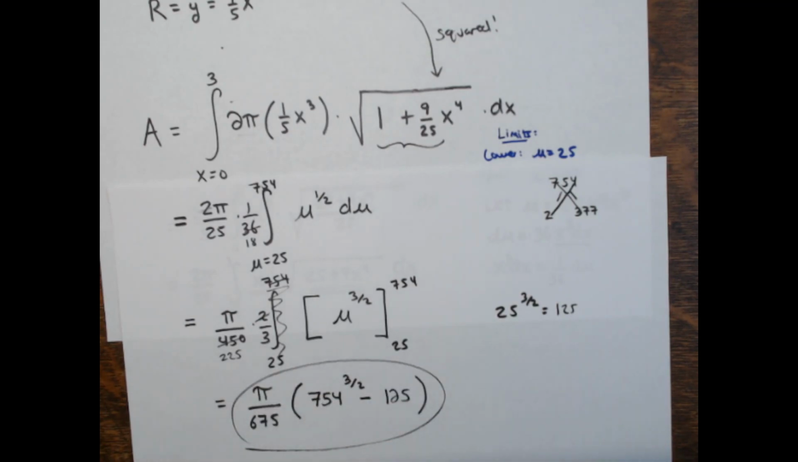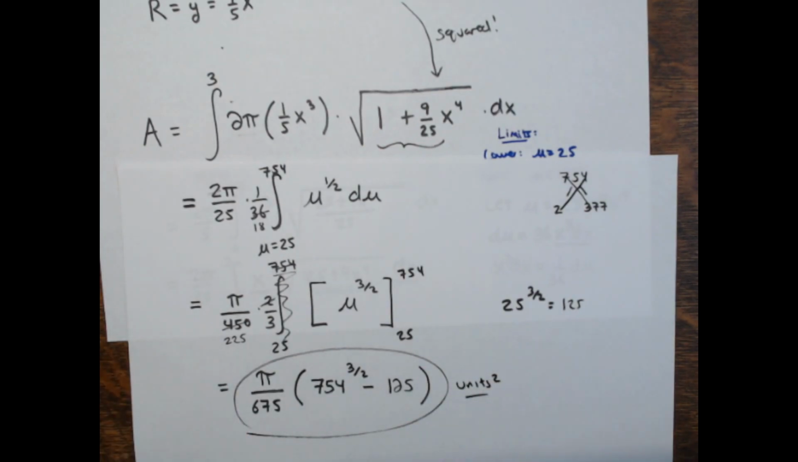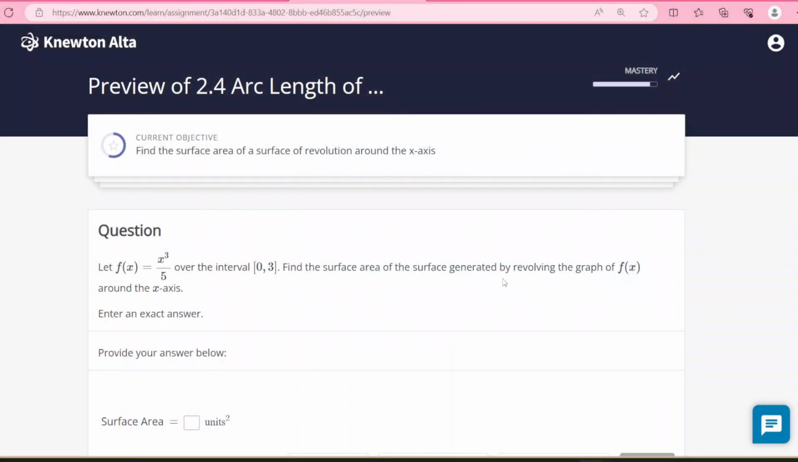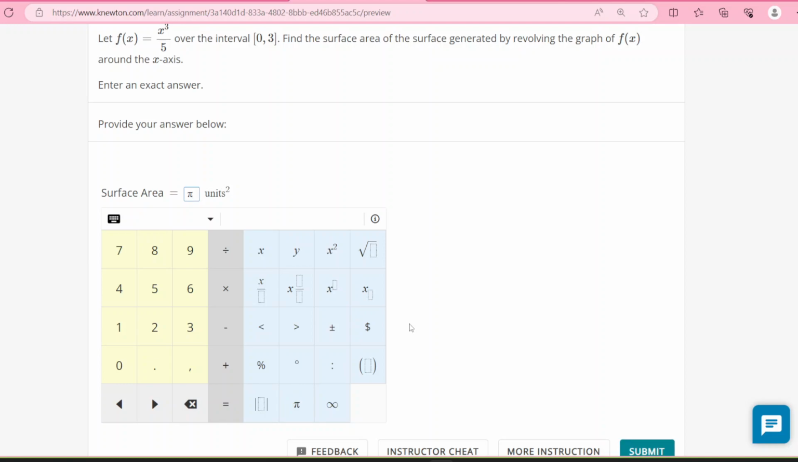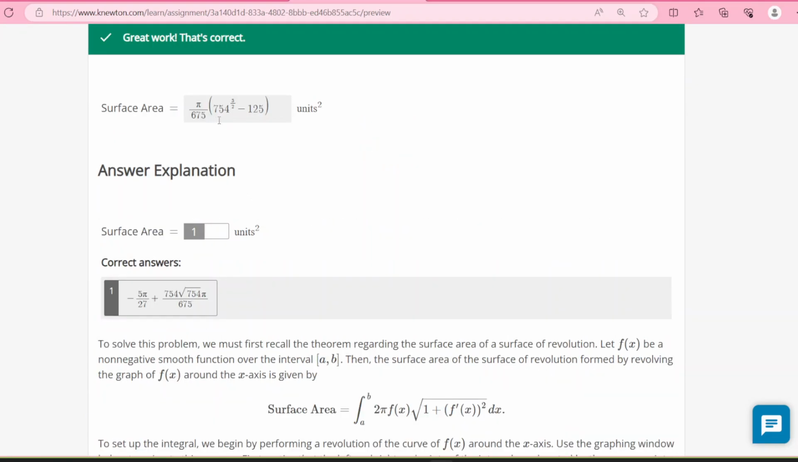And there we go. Now again, they might rewrite this as 754 times the square root of 754, but this is it. This is your surface area, that many square units for the surface of rotation generated by rotating that curve around the x-axis. So surface area equals pi over 675 times the quantity 754 raised to the 3 halves power, then minus 125. That should be good. Great. See, they wrote it as 754 times the square root of 754, and then distribute the pi over 675.